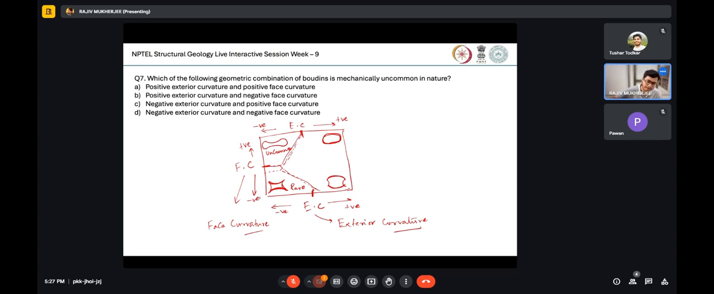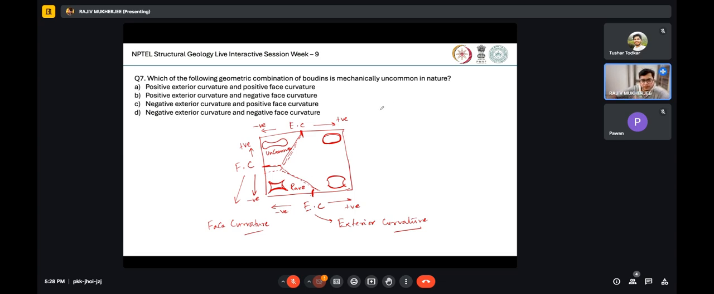So negative phase curvature with negative exterior curvature is extremely rare, but positive phase curvature with negative exterior curvature is uncommon Boudin. But the more common is that we have neutral curvature, that means linear exterior curvature and linear phase curvature, but we can also have positive exterior curvature and positive phase curvature.